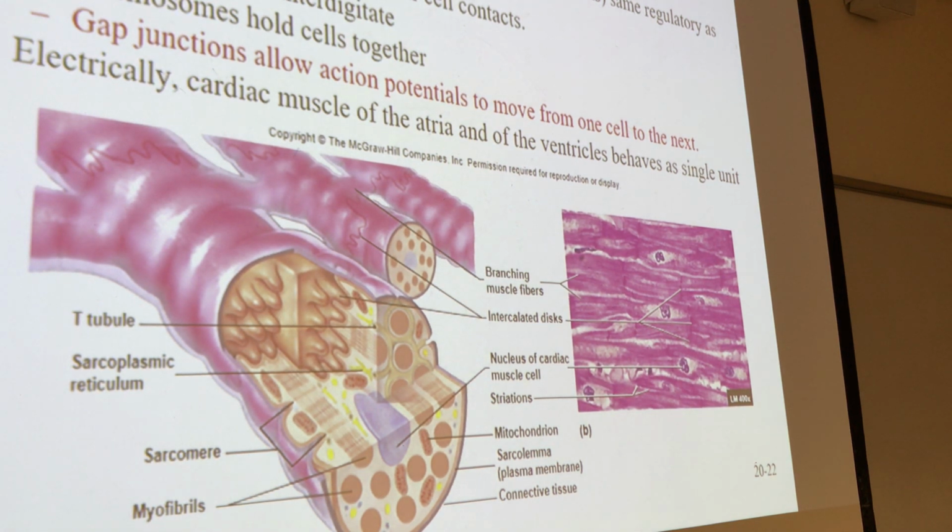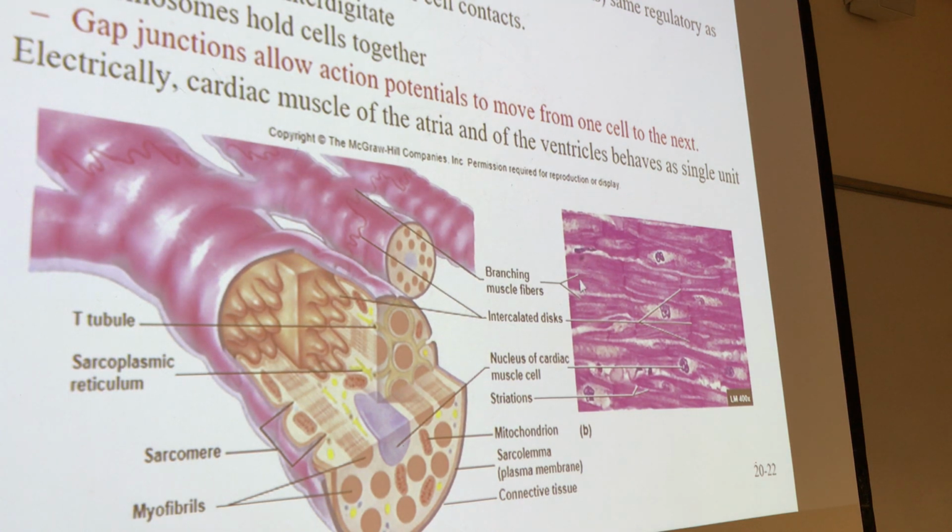Now, if you remember that, perfect, because it's identical to what we see in the skeletal muscle. If you didn't, just review it. I'm not going to ask questions directly on it, because a lot of it is very similar to the skeletal muscle.